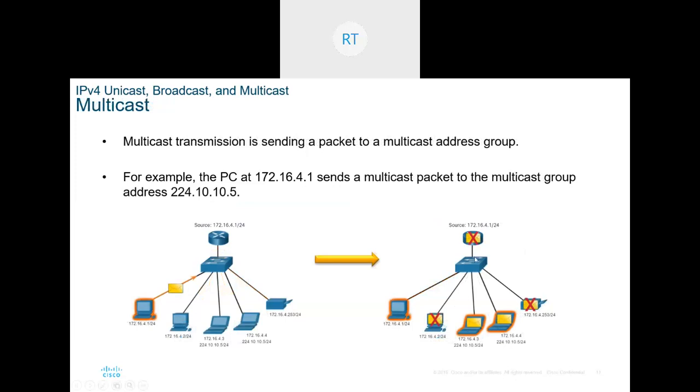And then multicast is where a message originates from one node to a group. So you can see here from this node to several nodes, but not all of them. Now, multicast addresses, if you have studied classes of addresses, those are class D addresses. So class D addresses are categorized as multicast addresses.